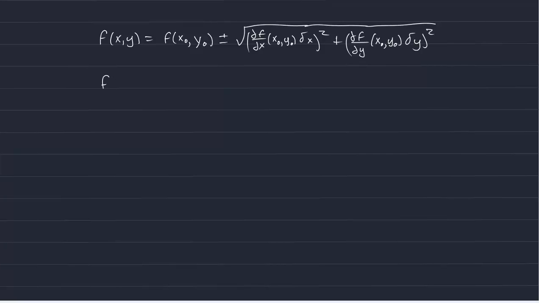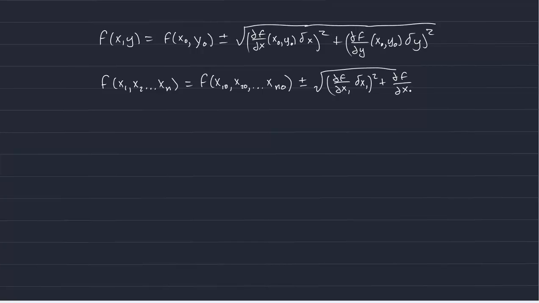We could write a similar equation in which f is a function of multiple variables, say n variables, and that's equal to f evaluated at the most probable values of each of those variables plus and minus its uncertainty, which again involves partial derivatives of each of those variables. Okay, so you can apply this to two variables and to n variables if needed.